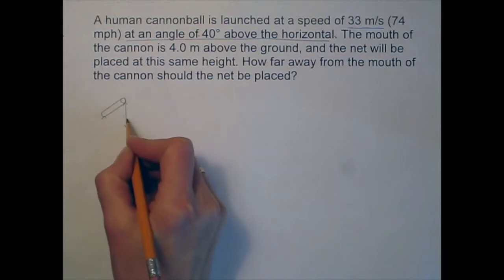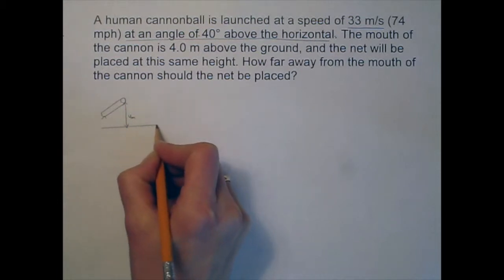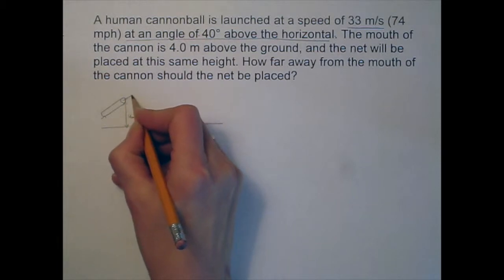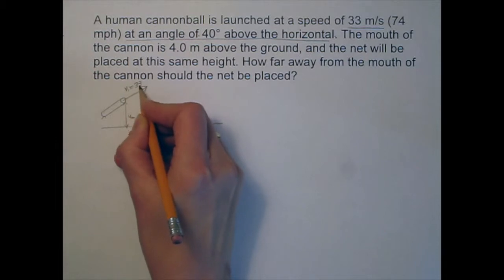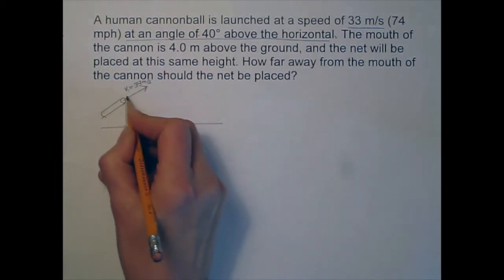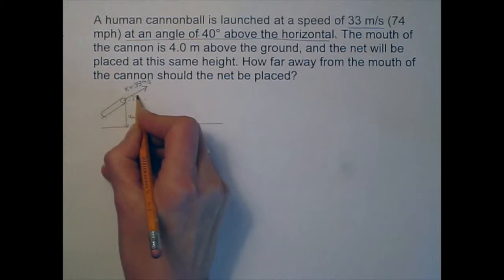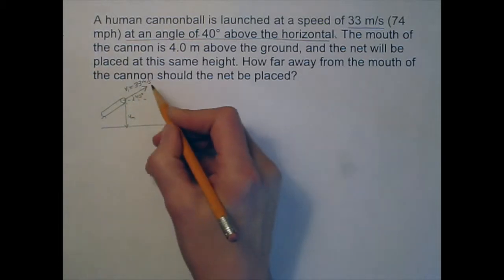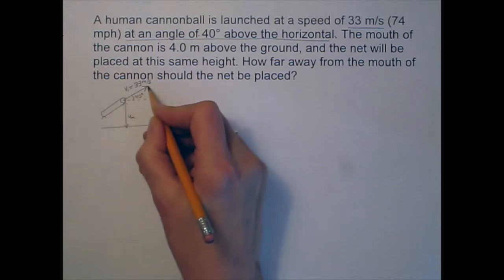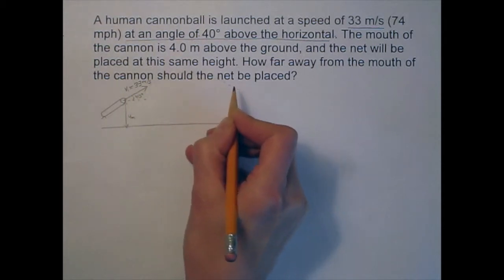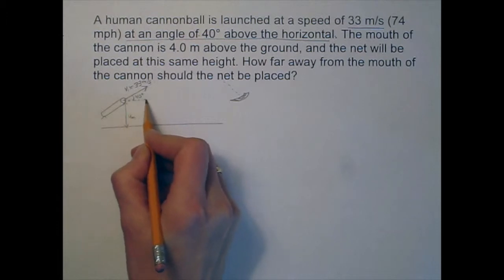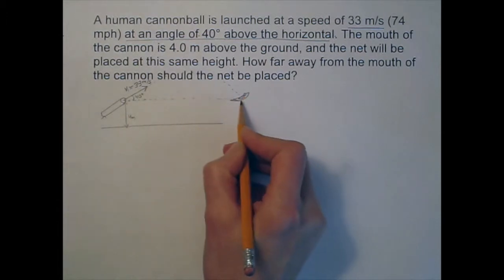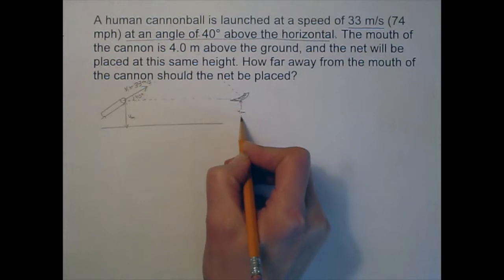So the mouth of the cannon is 4 meters above ground, and the initial velocity is 33 meters per second at an angle of 40 degrees. And this person is going to fly out through the air, and then we want to have a net at this same height above ground. So also at 4 meters.